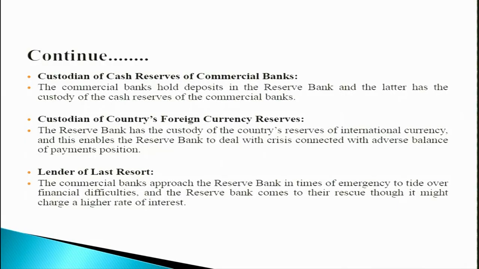Okay, then lender of last resort. The commercial banks approach the RBI in an emergency to tide over financial difficulties, and the Reserve Bank comes to their rescue, though it might charge a higher rate of interest. So you need to understand that RBI is not only the bank of the government, but the bank of the banks also. If any bank in this country requires some funding or cash, they can approach the RBI. RBI can issue some cash to them, and RBI can charge a higher interest rate. So RBI is the last resort for any lender in this country, either a government or the banks.